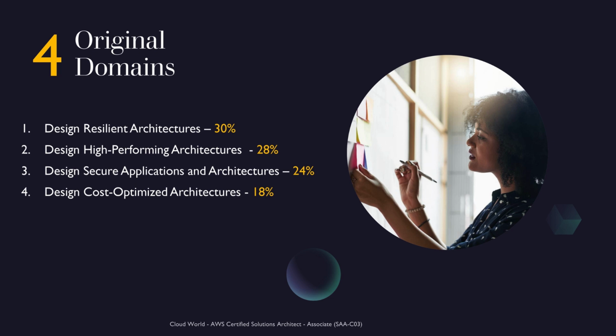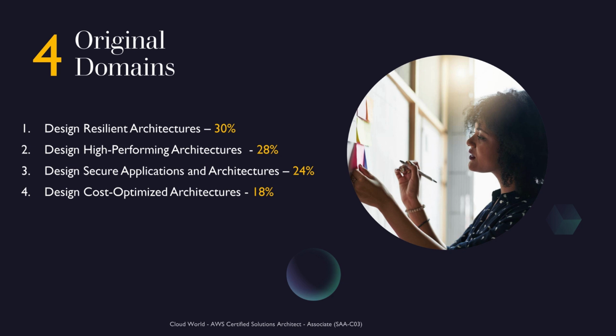There were 4 original domains and their breakdowns. We had design resilient architectures at 30%, design high-performing architectures at 28%, design secure applications and architectures, which came in at 24%, and then we finished up with design cost optimized architectures, which weighed in at 18% of the total exam.